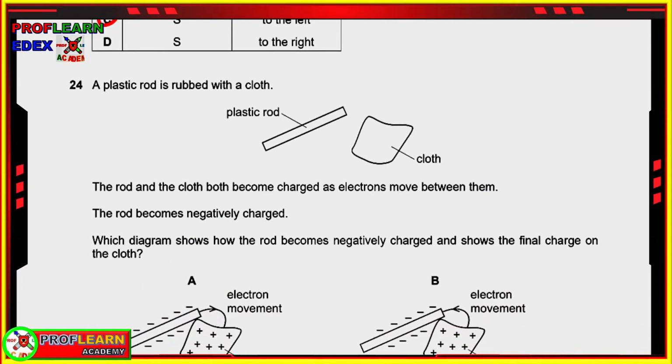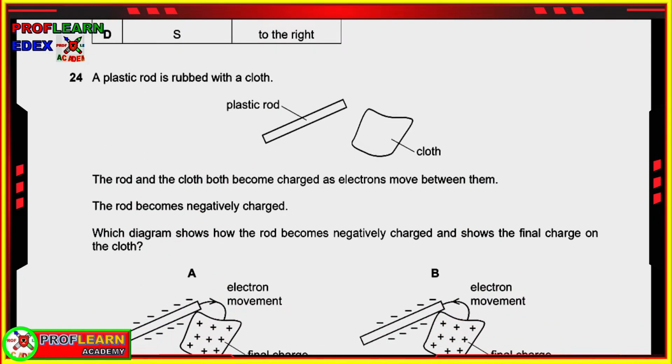A plastic rod is wrapped with a cloth. The rod and the cloth both become charged as electrons move between them. The rod becomes negatively charged. Which diagram shows the rod negatively charged and shows the final charge on the cloth? If the rod becomes negatively charged, it means electrons have been transferred to it, and the cloth remains with fewer negative charges, so it becomes positively charged.